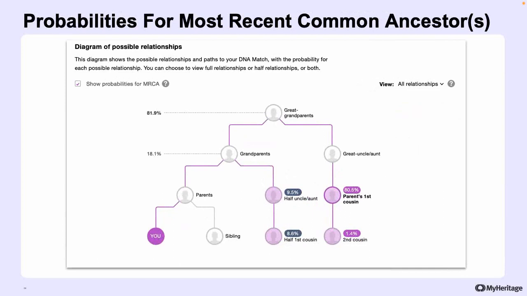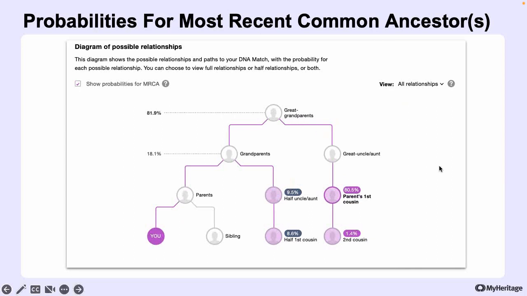Well, there are different probabilities for different relationship types, and some relationship types might be different, like parents' first cousin and second cousin, which you can see here. But these two different relationships still mean that I share the same common ancestor, great-grandparents, with that person.